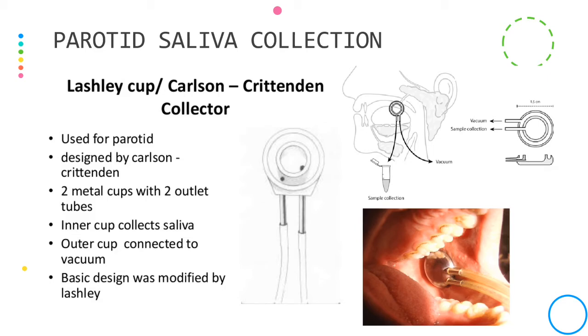So this device is designed by Carlson and Crittenden. It consists of two metal cups with two outlet tubes, as you can see in the schematic drawing. The inner cup collects saliva, whereas the outer cup is connected to the vacuum. The basic design was modified by Lashley.